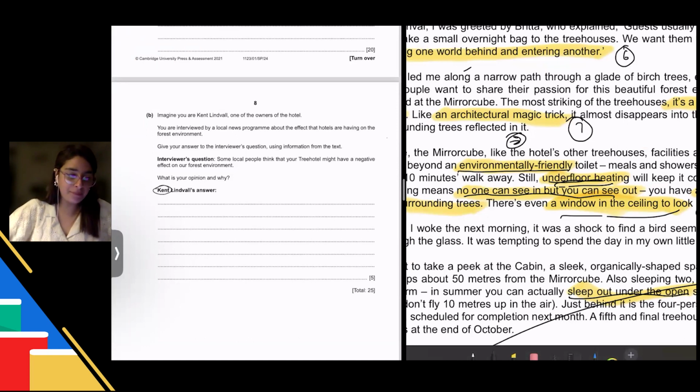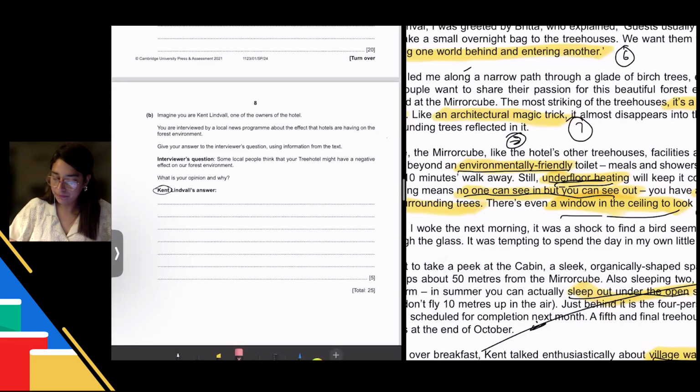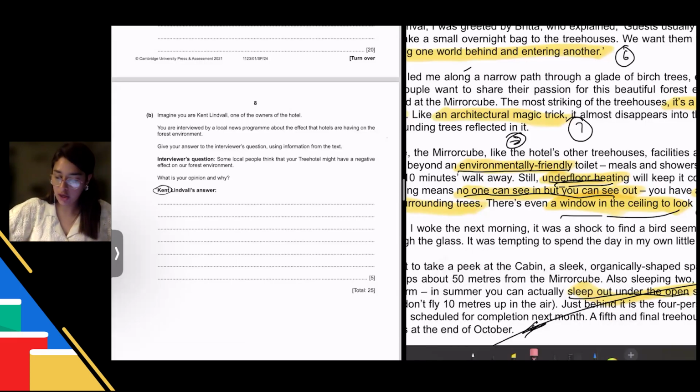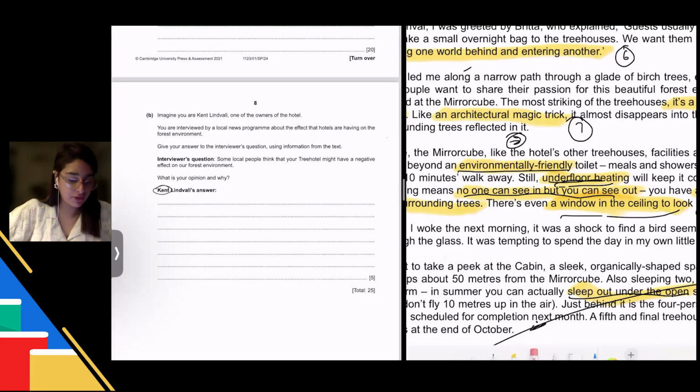Next, the activities that he has mentioned for the guests are activities that he believes, or anyone would agree, do not harm the environment in general. So again, that's point number 3 that we can include to highlight how Kent would not agree with the idea that this treehouse is having a negative impact on the forest environment.